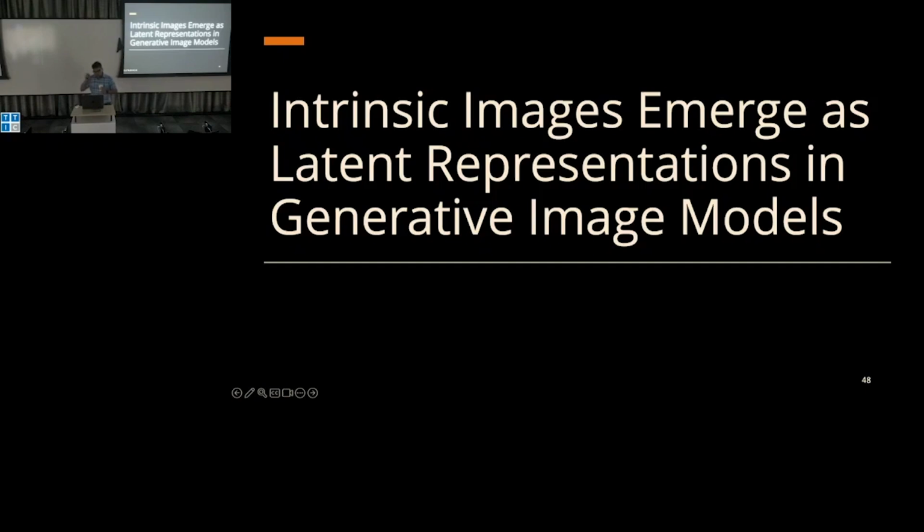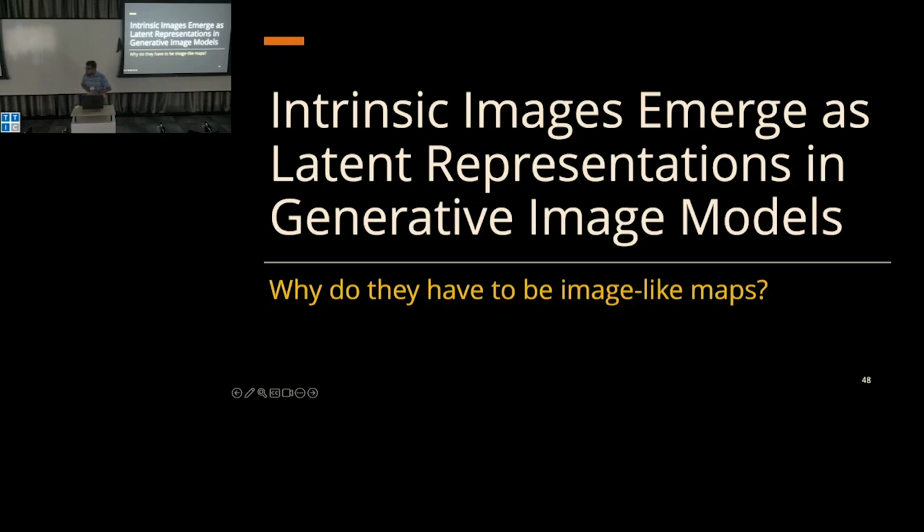But then we ask this question: if these intrinsic images emerge as latent representations, why do they have to be image-like maps? Since the 1970s, ever since Barrow and Tenenbaum came up with this concept of intrinsic images, people always thought that they have to be image-like maps. The albedo, shading, normal, depth that I showed you earlier, they are all image-like maps. But why do they have to be? If they can emerge as latent representations inside this model, why not treat them as latent variables and let the model figure out what is the right representation?